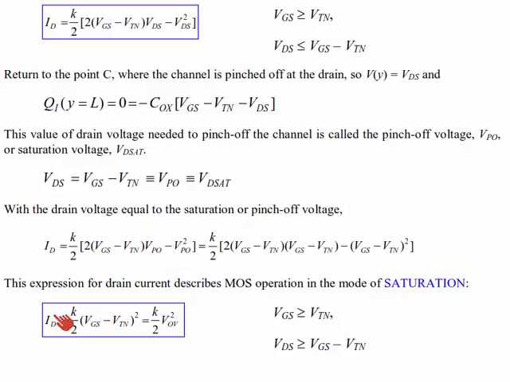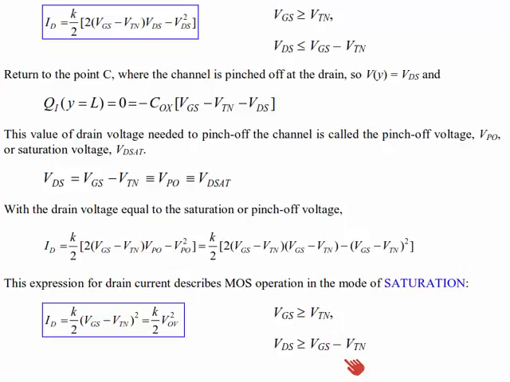You end up with a much simpler version of the current-voltage characteristic: I is K over 2 times (VGS - VT) squared. VGS - VT is the pinch-off voltage, or overvoltage. So we'll often describe this saturation current as K over 2 times VOV, the pinch-off voltage, squared. The saturation current expression applies with a channel present, VGS greater than VT, and VDS greater than the pinch-off voltage, the overvoltage.